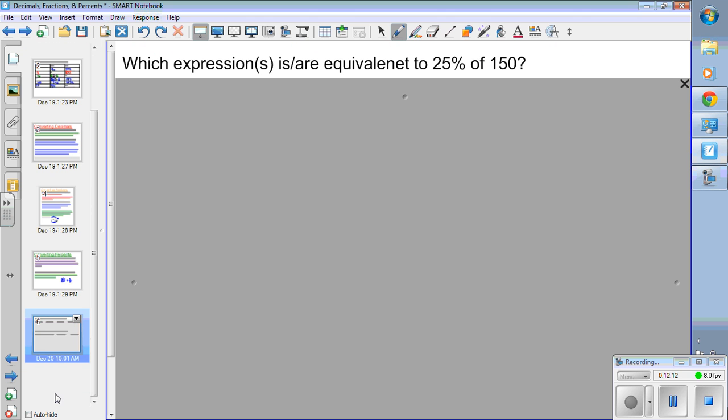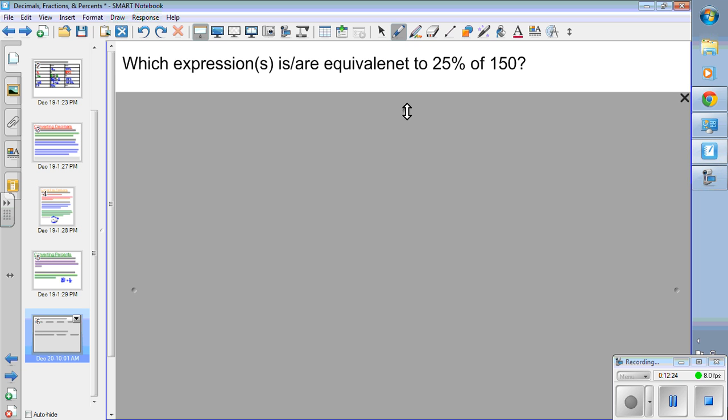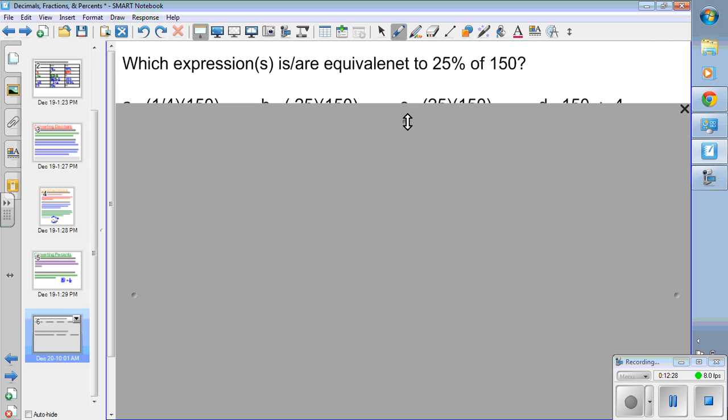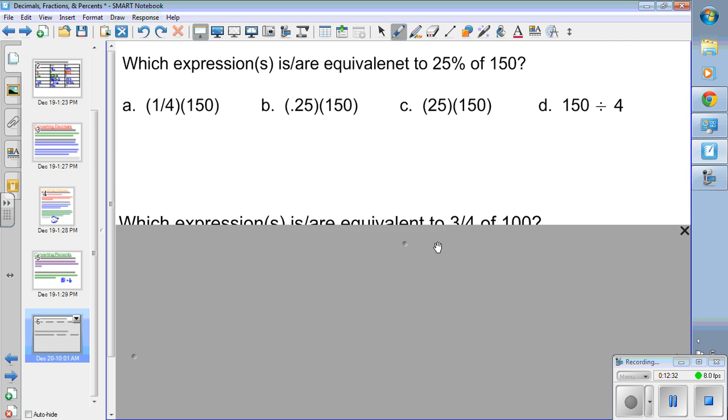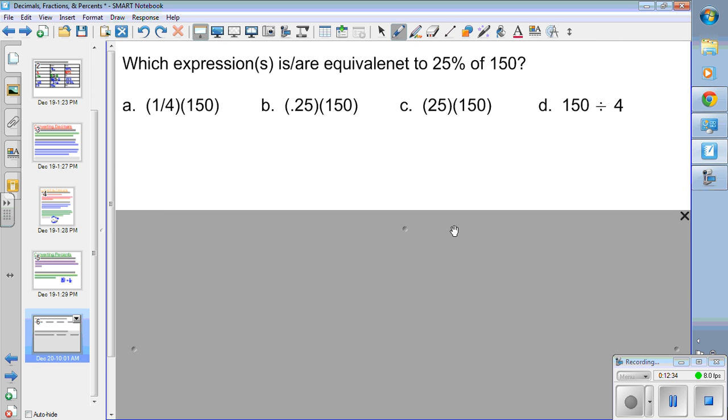Now we're going to practice all of them. Actually, we're not straight out practicing. We're just looking for the ones that are equivalent, which expressions, it might just be one, might be more than one. Looking for things that are equivalent to 25% of 150. I'm going to pause it and work them out myself and let you work them out too.